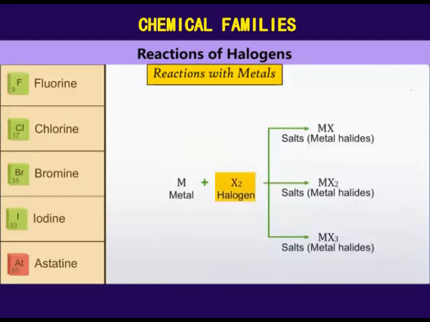And so halogens react with metals to form metal halides. The reactivity of halogens decreases down the group because the ability of an atom to gain an electron decreases as the atomic size increases.